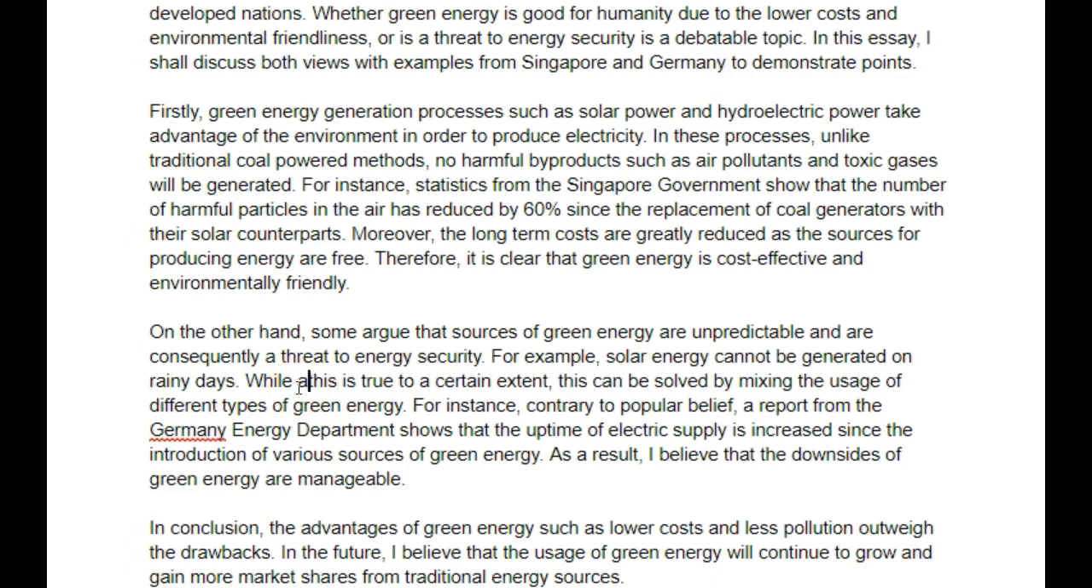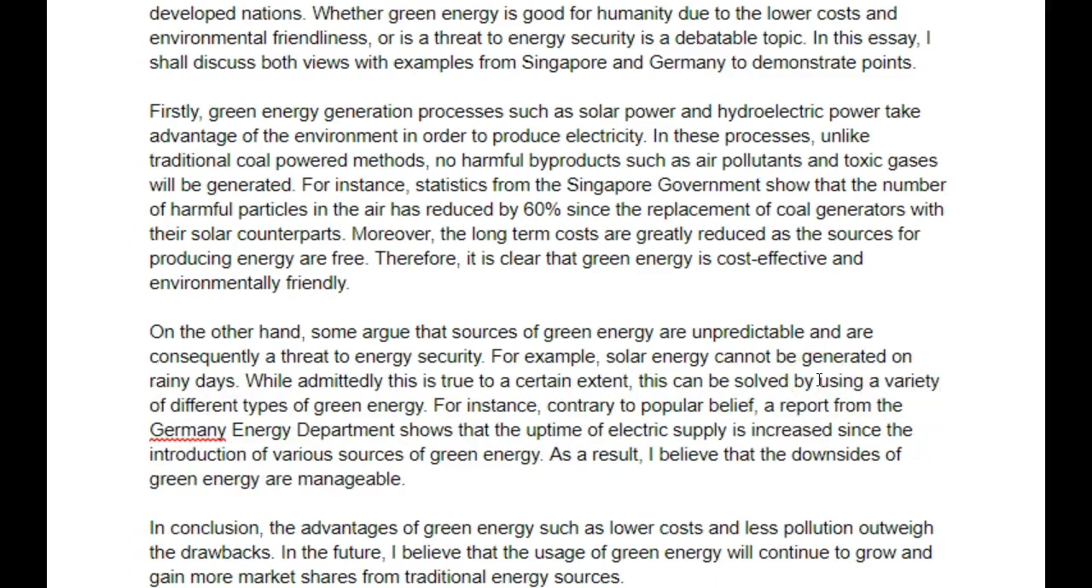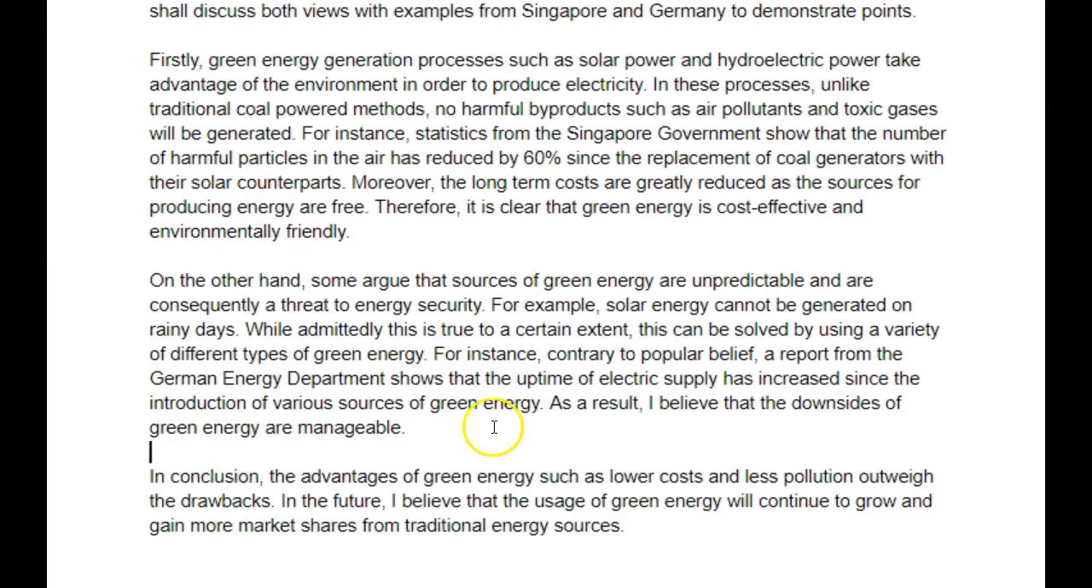We could here use, it might be too much, but we could use, while admittedly this is true to a certain extent, this can be solved by mixing the usage of different types of green energy. We could here just say by using a variety of different types of green energy. For instance, contrary to popular belief, a report from the German Energy Department shows that the uptime of electric supply has increased since the introduction of various sources of green energy. As a result, I believe the downsides of green energy are manageable. Good.